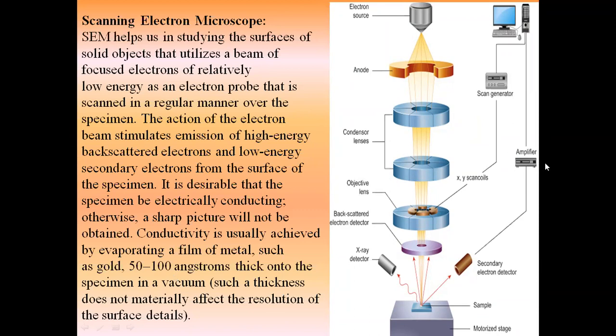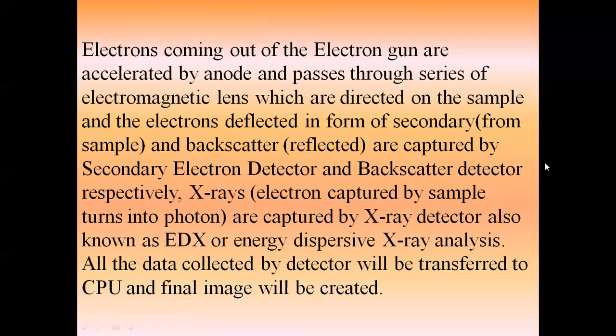So that was about your scanning electron microscope. A few things to be added: electrons coming out of the electron gun are accelerated by the anode and pass through a series of electromagnetic lenses, which are directed on the sample. The electrons deflected in the form of secondary electrons from the sample, and backscattered electrons which are reflected, are captured by the secondary electron detector and the backscattered detector respectively.